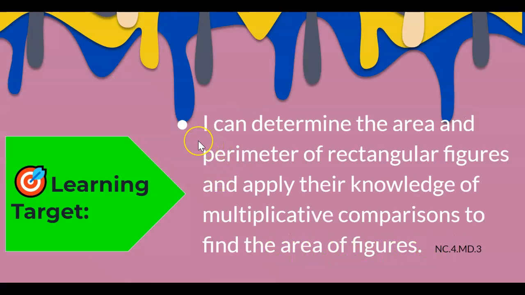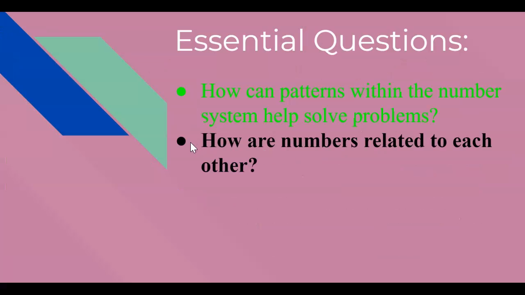Our learning target: I can determine the area and perimeter of rectangular figures and apply their knowledge of multiplicative comparisons to find the area of figures. And our essential questions have remained the same for the entire unit. We've just built upon it each day. How can patterns within the number system help solve problems? And how are numbers related to each other?